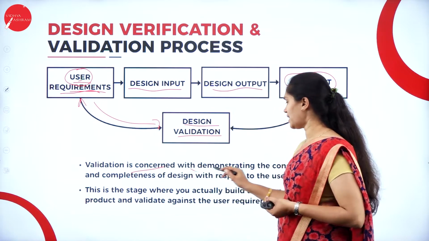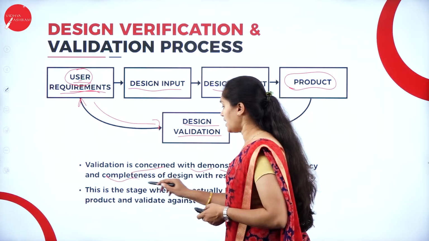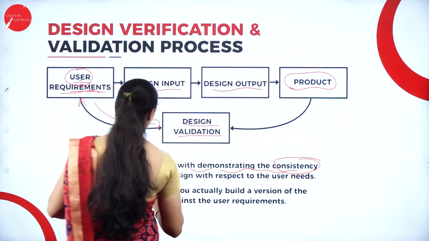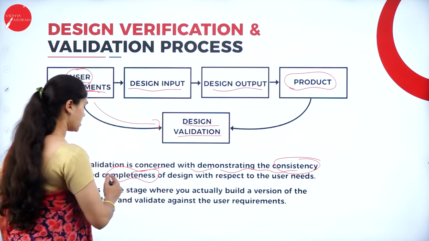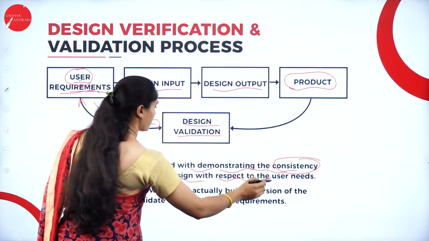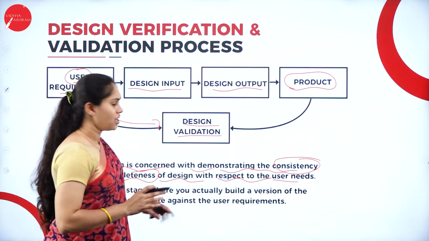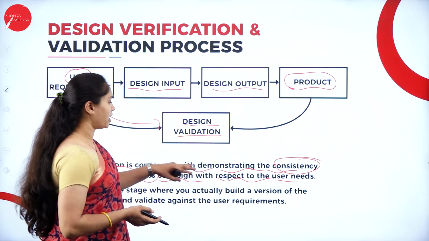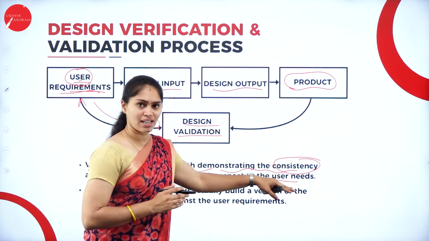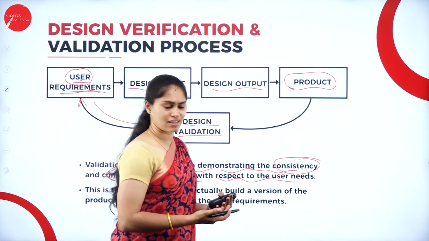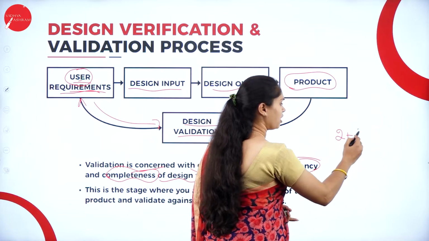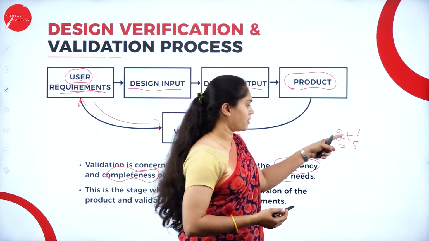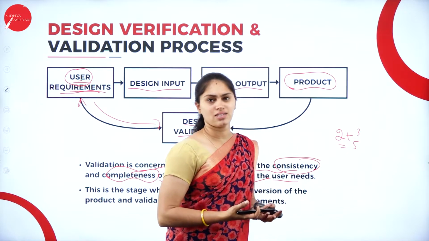Then validation is mainly concerned with demonstrating consistency and completeness. Very, very important two words that you need to remember here. Validation is concerned with demonstrating the consistency and completeness of the design with respect to the user needs. Mainly we are doing it in order to satisfy the requirement of a user in terms of designing. So how should the product be? It must be consistent in nature. For example, if they are building a calculator, at 5 p.m. if I type 2 plus 3 and it gives 5, and if I check it at midnight and 2 plus 3 gives 7, then there is no consistency, right?